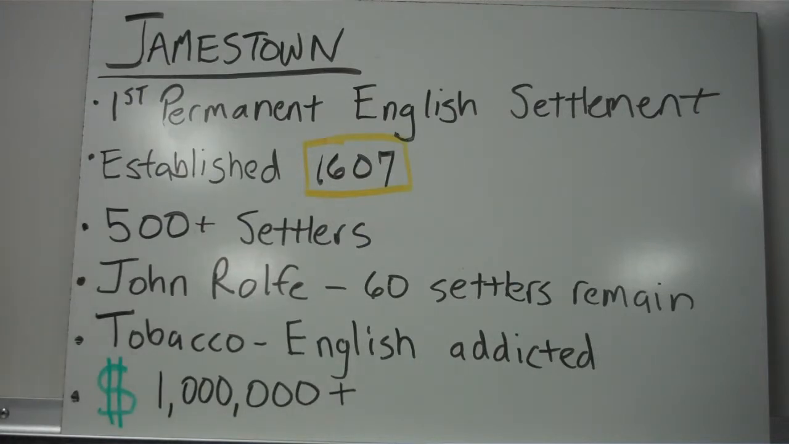So tobacco was a very prestigious, very lucrative, very money-making, if we could say, crop. That's why we call tobacco a cash crop, because it's grown specifically for making money.